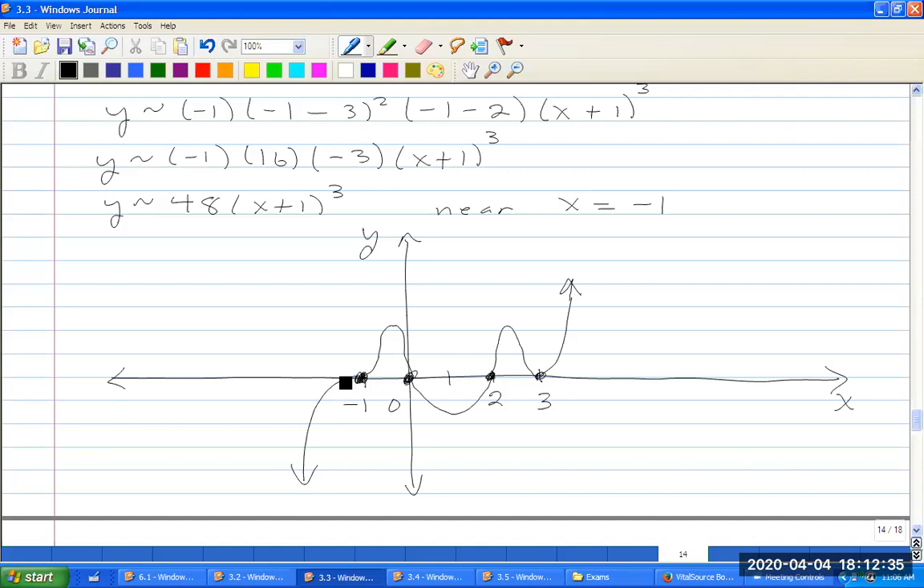And so this is the graph of y equaling x minus 3 squared, x minus 2, x plus 1 cubed. And that's what the graph of that looks like. Okay. Let me do problem number 26.